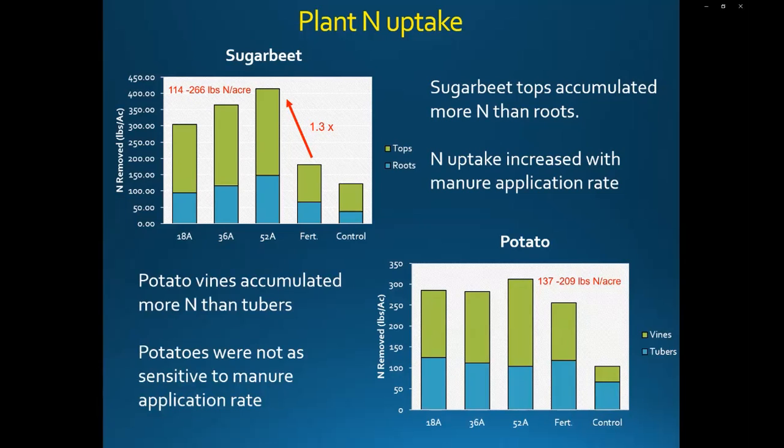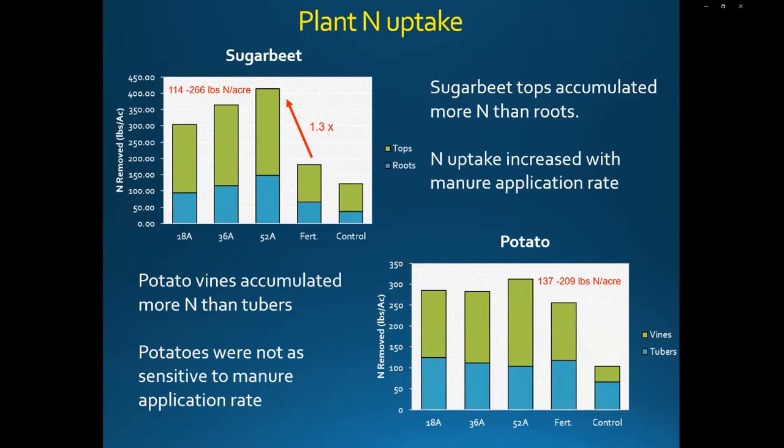The potato vines also accumulated more nitrogen than the tubers did, but they were not as sensitive to manure application rate as the sugar beets were. There looked like there was a slight increase with the highest manure application rate, but not nearly as dramatic as what you see in the sugar beets.